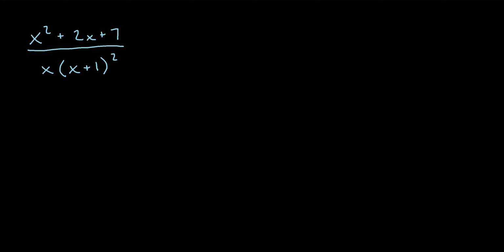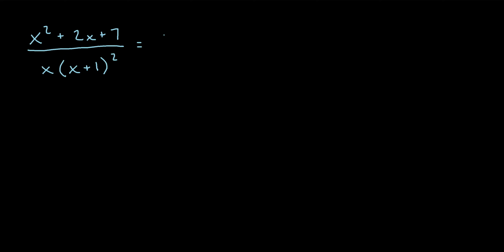All right, let's try one more example. Let's say we have x squared plus 2x plus 7 divided by x times x plus 1 squared. Once again, notice that we have a linear factor in the denominator that is repeated, or in other words, it's raised to a power of 2 or greater. So how can we decompose this fraction?